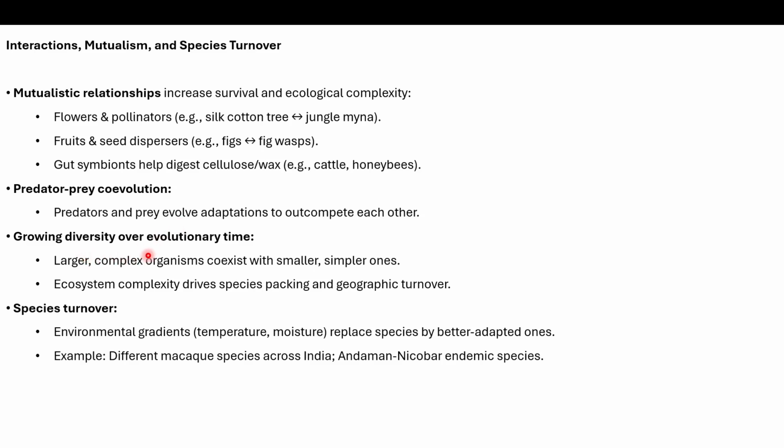Then there's growing diversity over evolutionary time, where larger complex organisms coexist with smaller simpler ones, and ecosystem complexity drives species packing and geographic turnover. Now when we talk about species turnover, environmental gradients like temperature, moisture, or humidity replace species by the ones which are better adapted to the thriving environmental conditions. For example, there are different macaque species across India. There are species endemic to the Andaman and Nicobar Islands, which are not found across the Indian subcontinent.